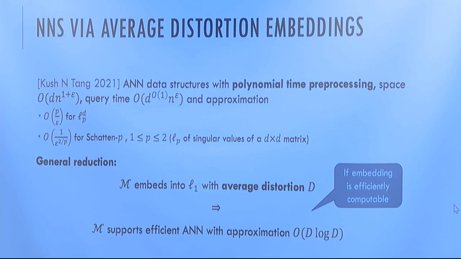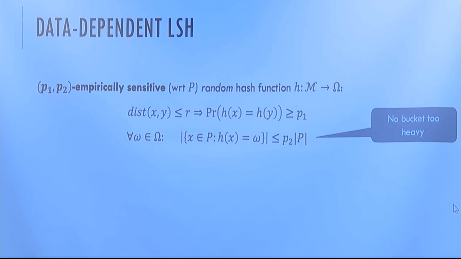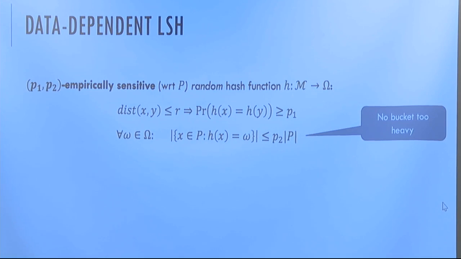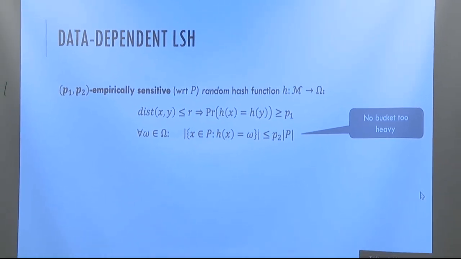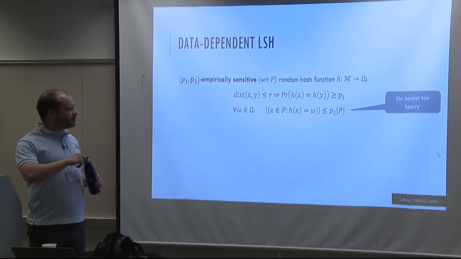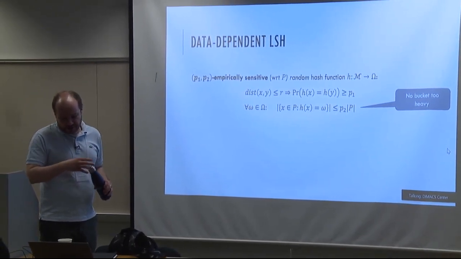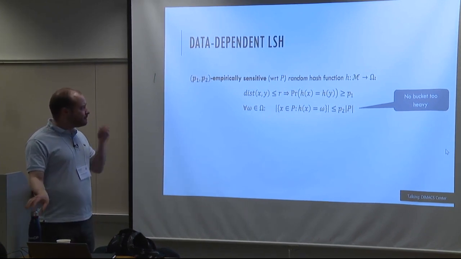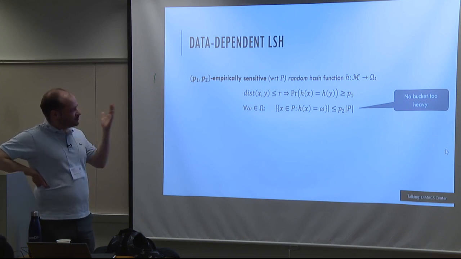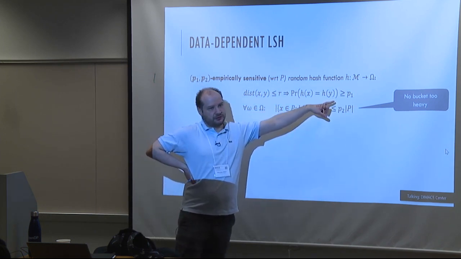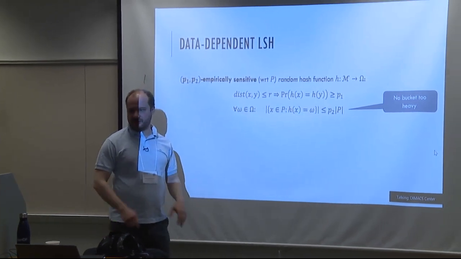So let me tell you how the general reduction works. I think it's more or less the natural thing to do, plus some places where you have to be careful. First, let me be a bit more specific about what I at least will mean by data-dependent LSH. So remember LSH, the definition of a locality sensitive hash function asked us that close points have probability at least P1 to collide, and far points have probability at most P2 to collide.